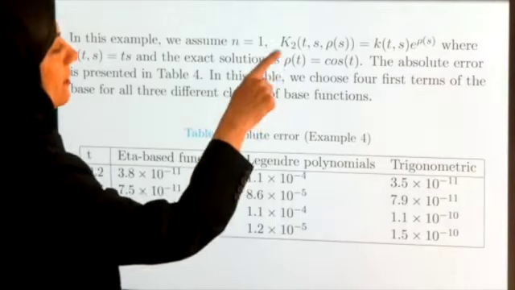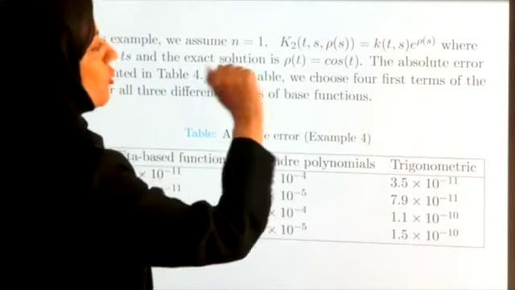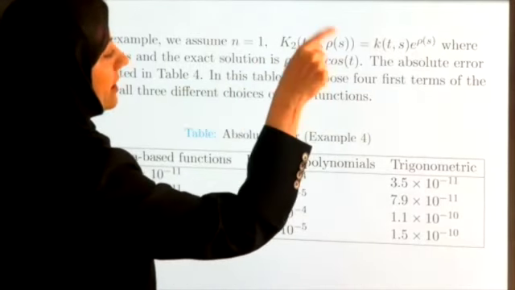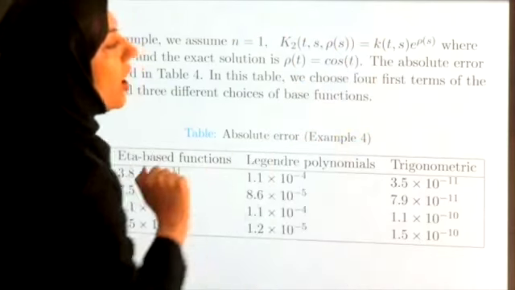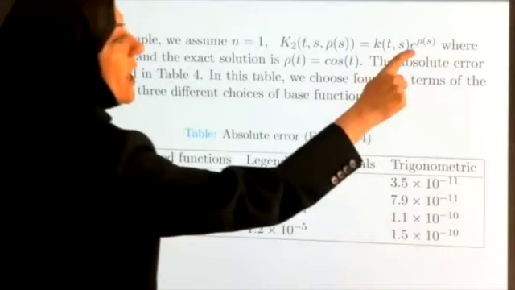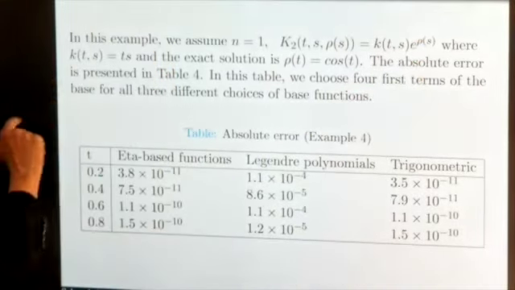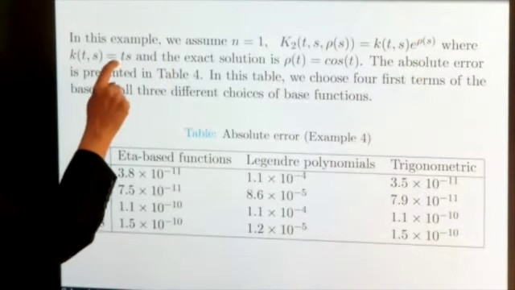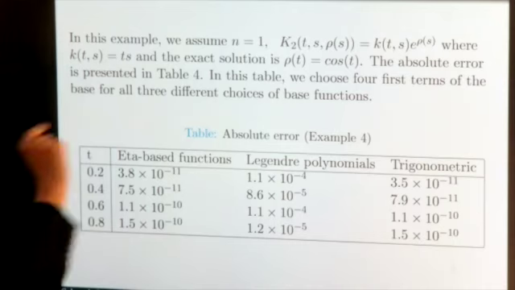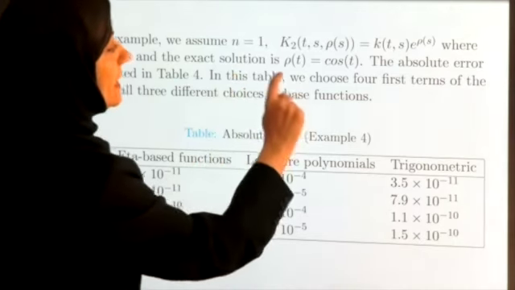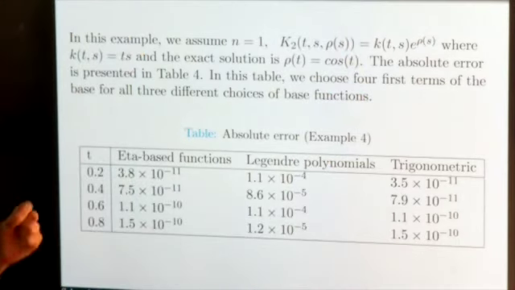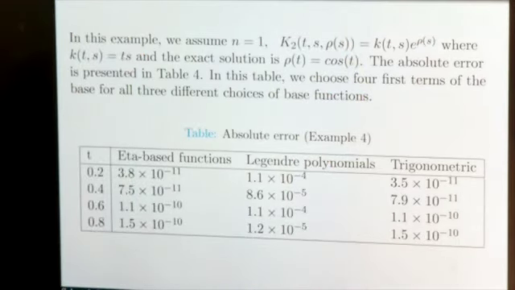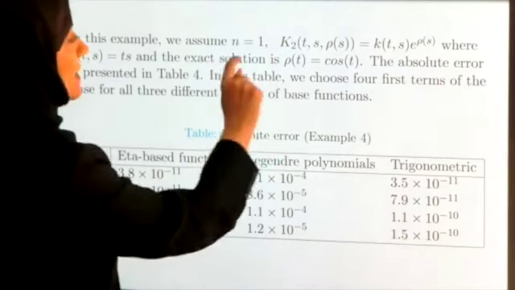First, we suppose that we have a Fredholm integro-differential equation, and K2 equals k of t and s times e to the root of s. Here, k is t times s, and the exact solution is cosine of t. So we have a trigonometric function as an exact solution.